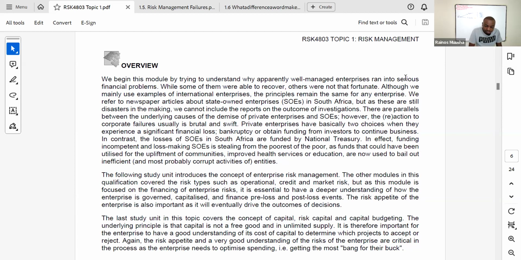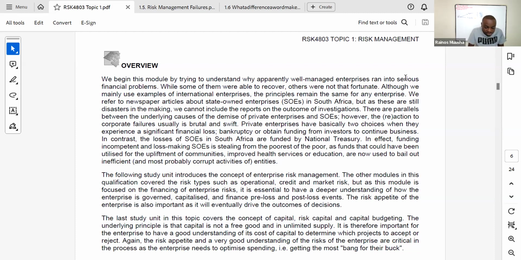Private enterprises have basically two choices when they experience a significant financial loss: bankruptcy or obtain funding from investors to continue business. In contrast, the losses of SOEs in South Africa are funded by the National Treasury. So in effect, funding incompetent, loss-making SOEs is stealing from the poorest of the poor, as funds that could have been utilized for the upliftment of communities, improved health services or education, are now used to bail out inefficient entities.